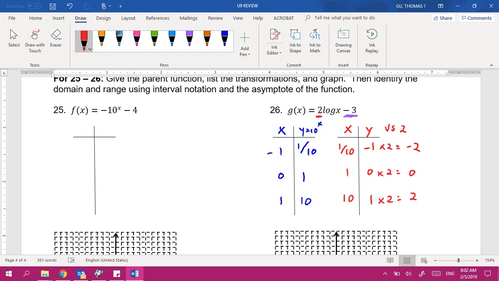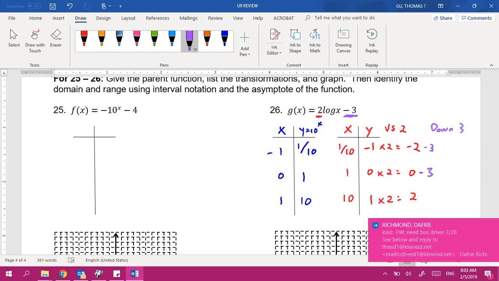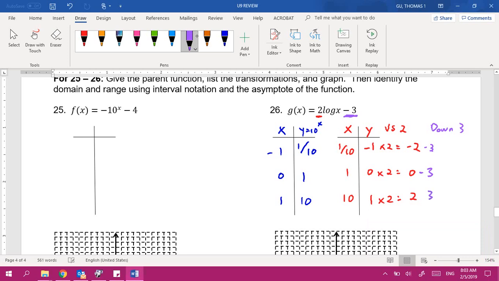Right. Then I have down 3 as my other transformation. And what would that do to my table values? Subtract 3 from the y's, right. Down 3, so minus 3. And so what are my final y values? There we go. So let's graph this.